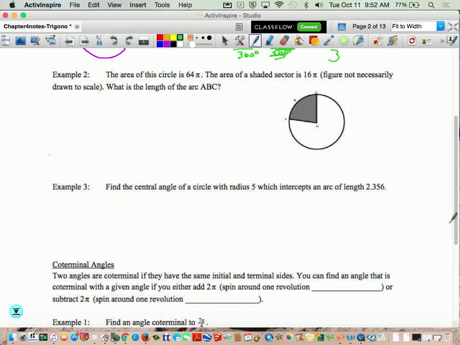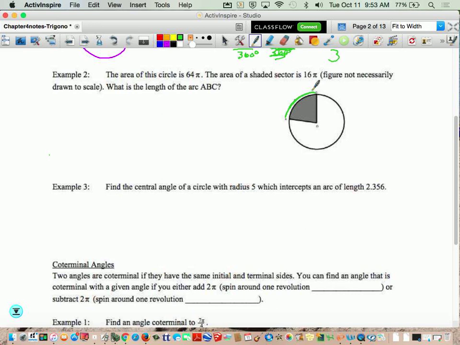Another example, the area of this circle is 64 pi. The area of a shaded sector is 16 pi. So remember, the figure is not always necessarily drawn to scale. What is the length of the arc ABC? So we're trying to find the arc length out here. So to accomplish this, we would still use our same formula.